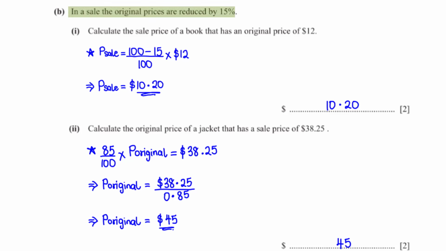In a sale, the original prices are reduced by 15%. Calculate the sale price of a book that has an original price of $12. To get the sale price, we subtract 15% from 100%, which is the same as 85%, and multiply it by the original price, which is $12. This gives us the sale price as $10.20.